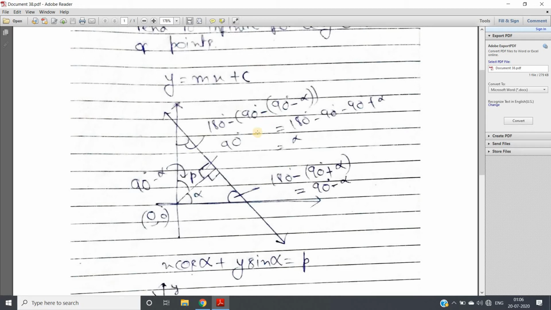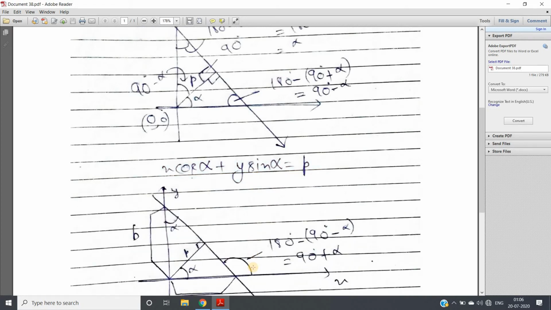All right, now the equation of this straight line with respect to the angle alpha, which the perpendicular line is forming with respect to the positive x-axis, and if the length of the perpendicular is p, then this is the equation of a straight line: x cos alpha plus y sin alpha equal to p. Now you may ask how we have got that. Very simple.